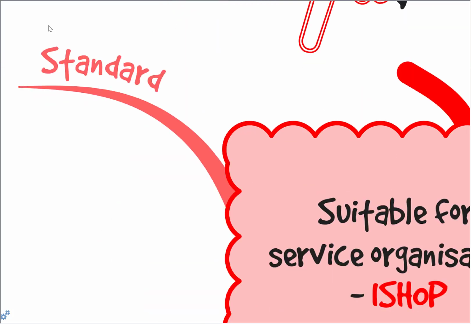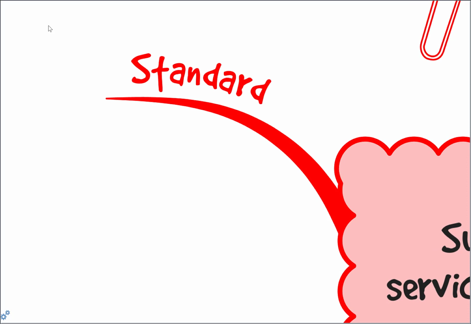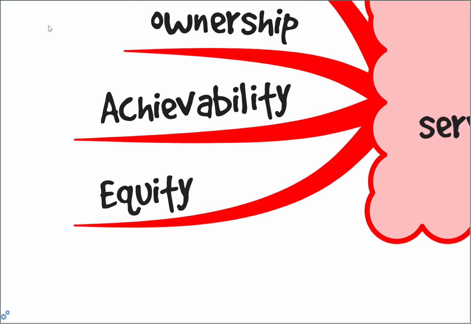Now, due to the uniqueness of a service organization, building blocks of performance measure has three things: dimensions of measure, the standard, and reward. Okay, now let's look at dimensions of measure first.